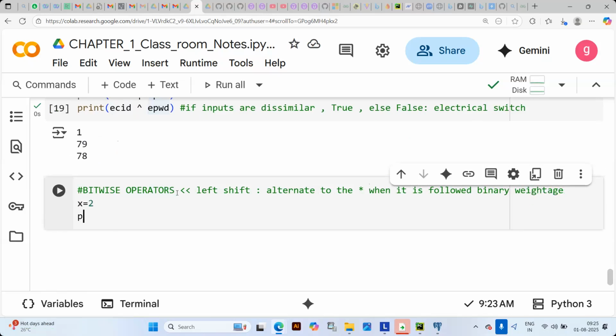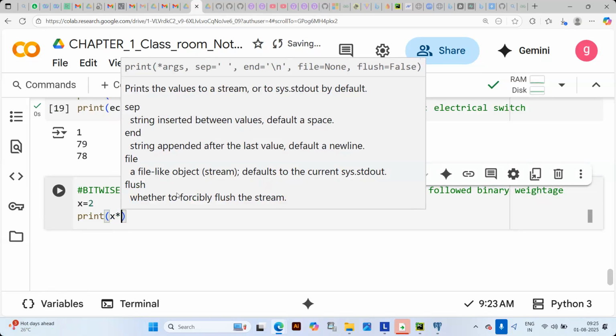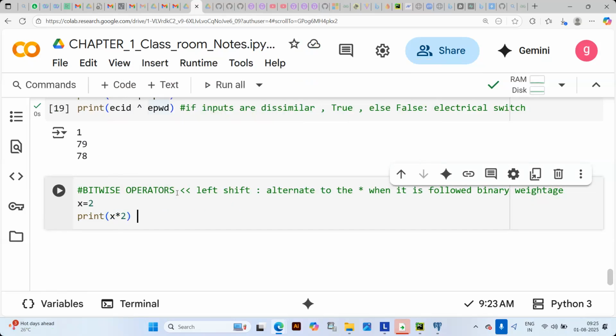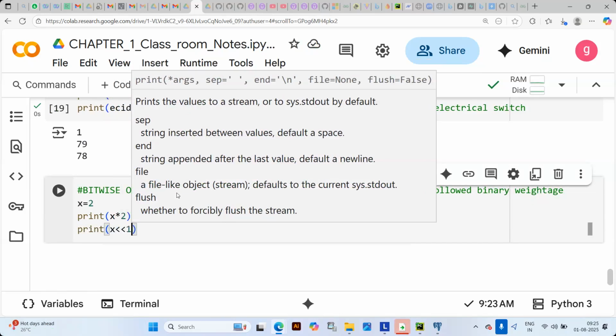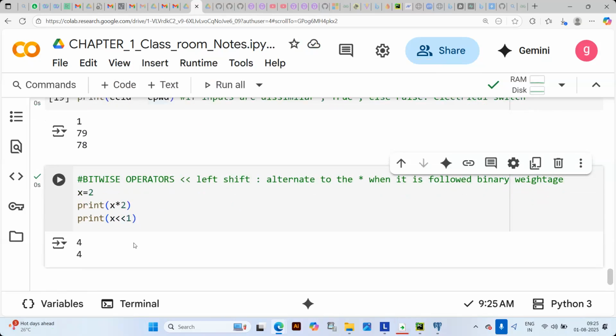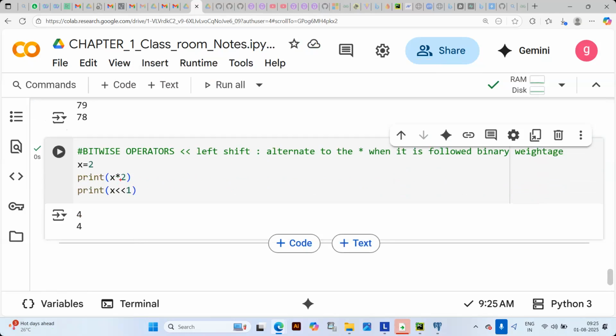If we perform x times 2, it will produce the output 4. Even if you perform the left shift, x left shift one time, it gives the same result. You see the output? It's a result, and this is a result.